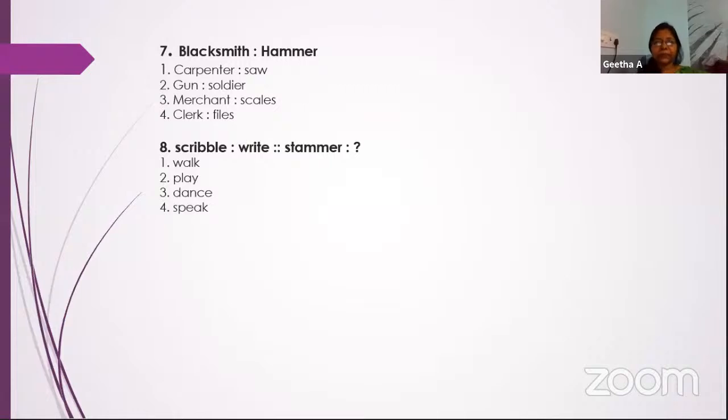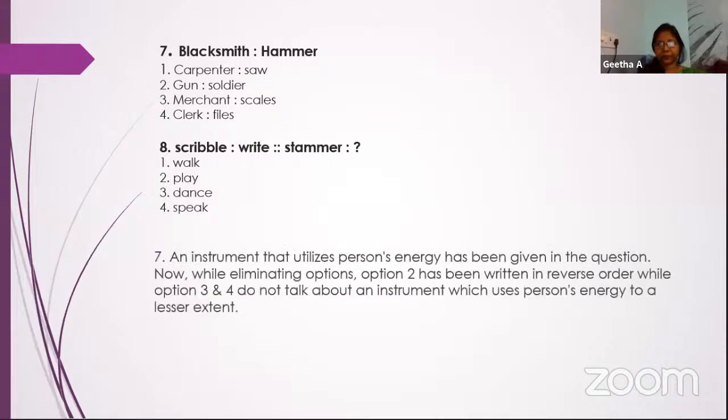And scribble, write, stammer, what? We have walk, play, dance, and speak. Yes, it is the fourth one. Four is speak, right? Like how when you scribble, you write, and stammering is for speaking. Okay, right. So yes, this is the answer for the seventh one.